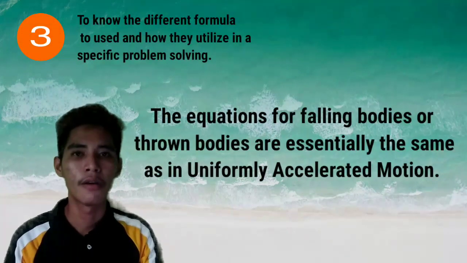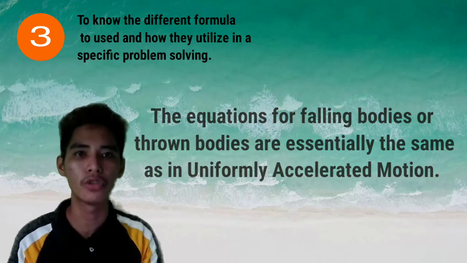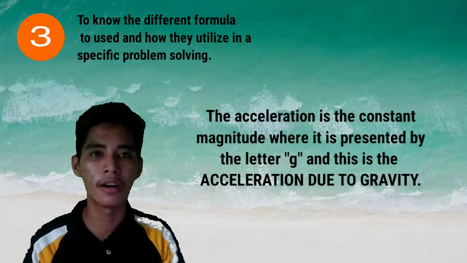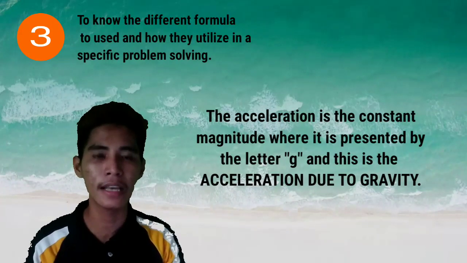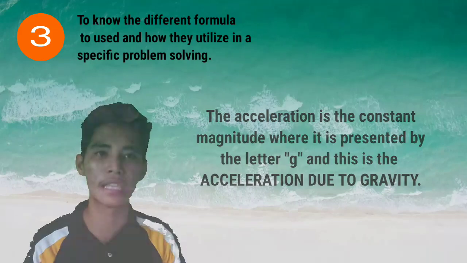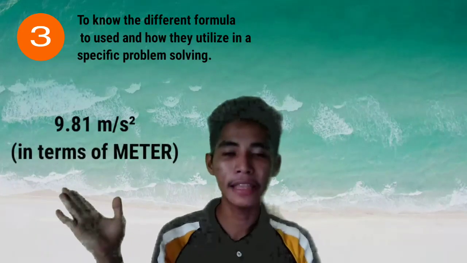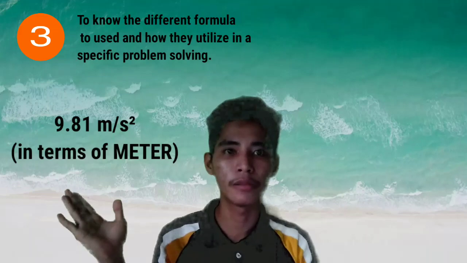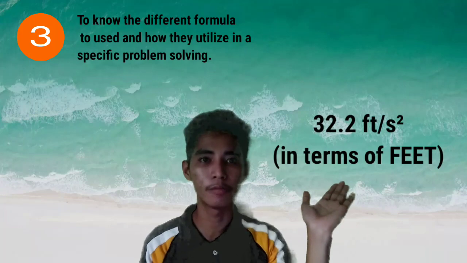The equations for falling bodies or thrown bodies are essentially the same as in uniformly accelerated motion. The acceleration is a constant magnitude represented by the letter g, and this is the acceleration due to gravity. Since objects are pulled toward the center of the earth, the value for acceleration due to gravity is 9.81 meters per second squared in terms of meters, and 32.2 feet per second squared in terms of feet.